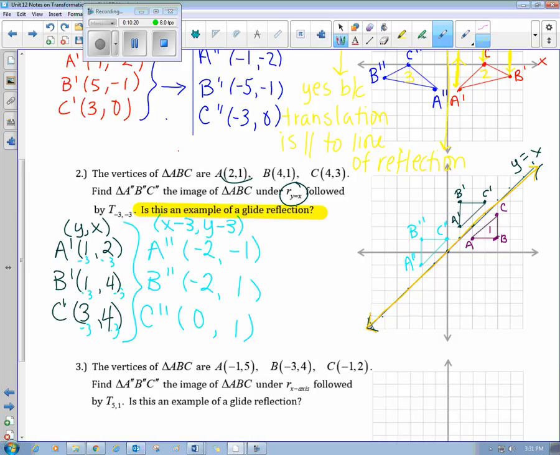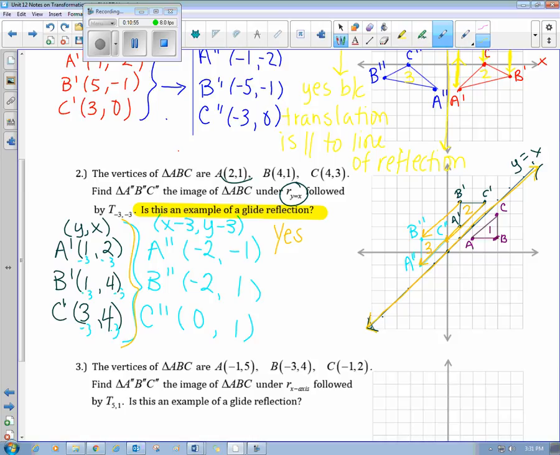The other thing you have to find is where the translation is. And the translation occurred between the second and the third. It was what we did right here, between the second and third. So if I draw the lines of translation, I have this one. A goes to A, and C goes to C. Would you say that those lines of translation are parallel to the line we reflected over? I would say yes. So my answer to this question is yes. This is an example of a glide reflection.